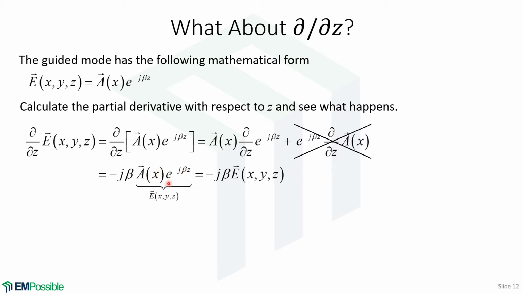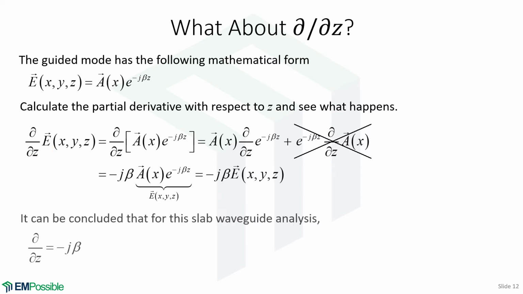Well, this envelope term times e to the minus j beta z, that's the original electric field. So let's write it that way. Minus j beta times the original electric field. So if I now compare what we had first, derivative with respect to z of the electric field is equal to minus j beta times the original electric field, that shows us that any derivative in the z direction is simply minus j beta. And that's because the only thing that is happening in the z direction is our wave is accumulating phase, and it's this phase constant that tells us how quickly that happens. So it makes a bit of intuitive sense that this would happen.